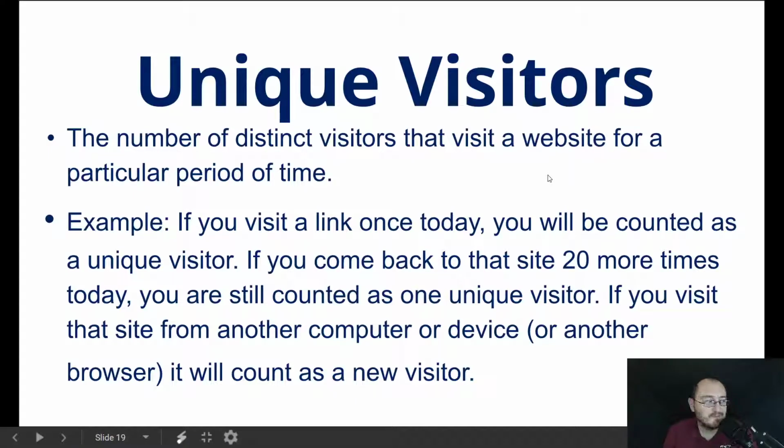Unique visitors. This is the number of distinct visitors that visit a website for a particular period of time. So if you look at a full month of data, the amount of visitors that visit your website for the first time within that month, those are unique visitors. And if you visit a link once a day, you'll be counted as a unique visitor. If you come back to that site 20 more times today, you're still counted as a unique visitor. If you visit that site from another computer or device, you'll be counted as a new visitor.